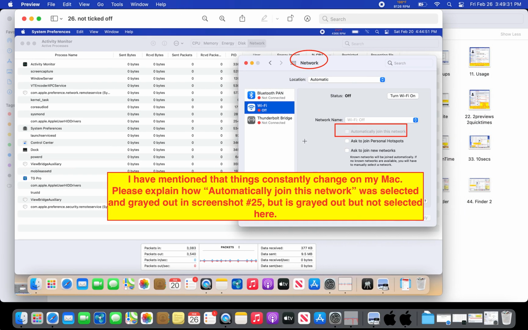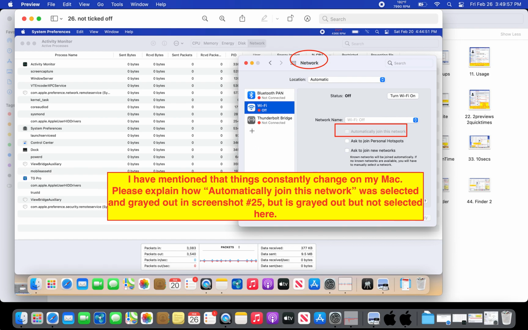Okay, you know what? Hold on, pause. Let's look at this one then. Let me not complicate it. I have three options here. This one is not grayed out, this one is not grayed out, but this one is grayed out. Why is the top one grayed out? The top one is grayed out because there's no network selected. You can't automatically join a network if you're not connected to a network.